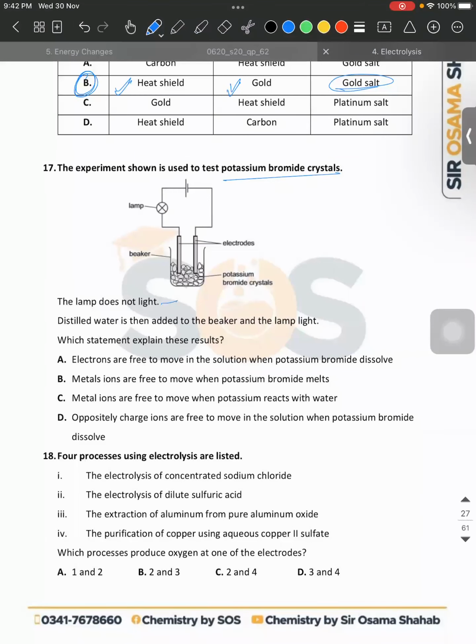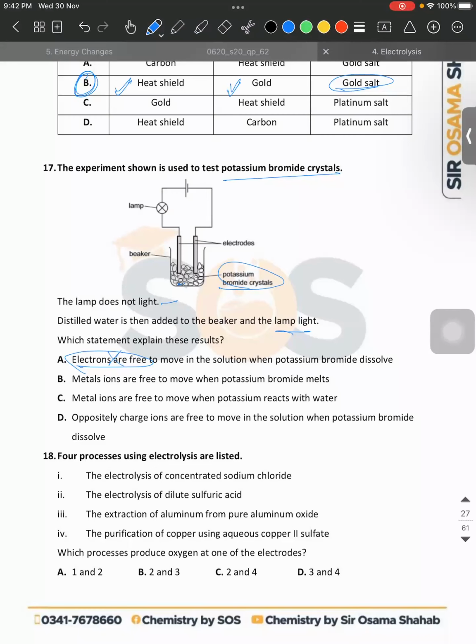The lamp does not light because you can see that they are in the solid state. Distilled water is then added to the beaker and then the lamp lights. Which statement explains this? Electrons are free to move. You need to remember that electrons conduct electricity only in metals and graphite. Ions and electrons are two different things, you have to remember. Ions are in compounds, electrons are in elements. This is a compound, so it will have ions, not electrons. So the first one is wrong.